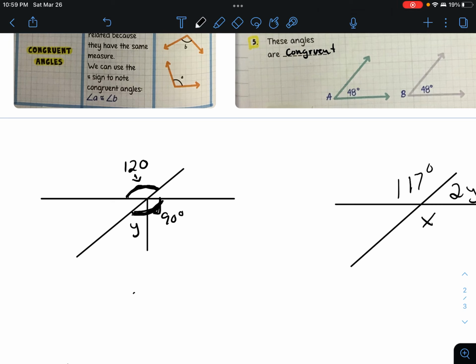Well, we know this is a 90-degree angle. It has the square in the corner notifying that's 90 degrees. So we know that 120 has to equal y plus 90. So you can do 120 equals y plus 90. We are going to minus 90 from both sides because we need to isolate the variable. And what you're left with is 30 equals y.